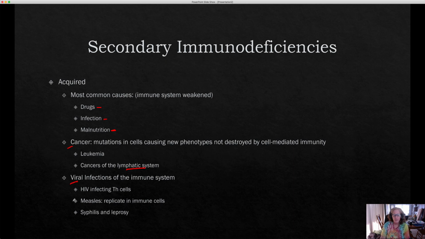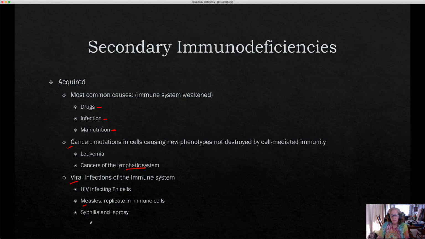Then we have viral infections of the immune system. Of course, this is any virus that attacks any part of the immune system. The most infamous is going to be HIV, or human immunodeficiency virus. It is called an immunodeficiency virus. In cats, they call it feline immunodeficiency virus, and in monkeys or primates, they call it simian immunodeficiency virus.